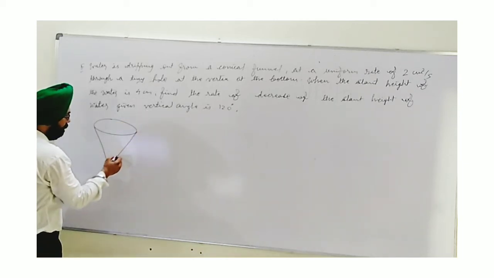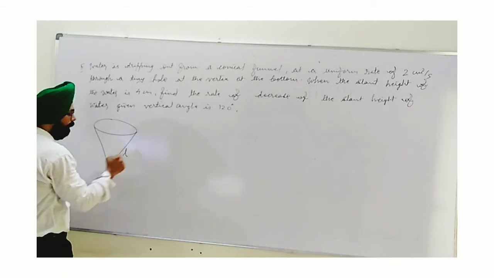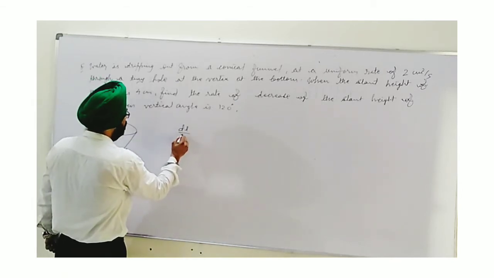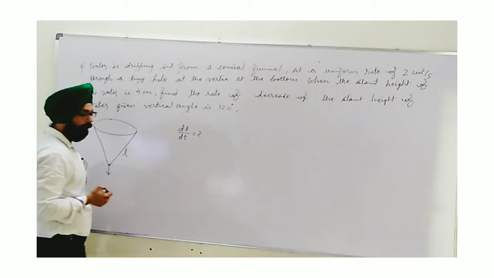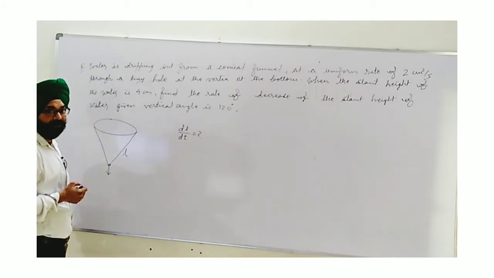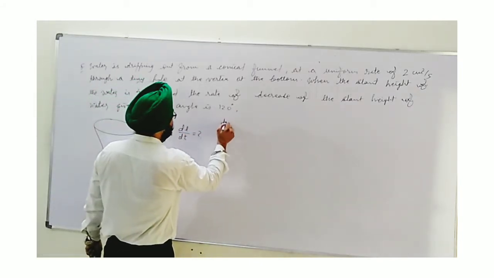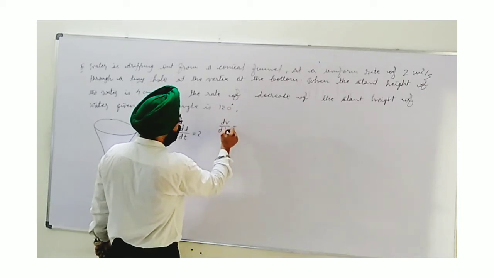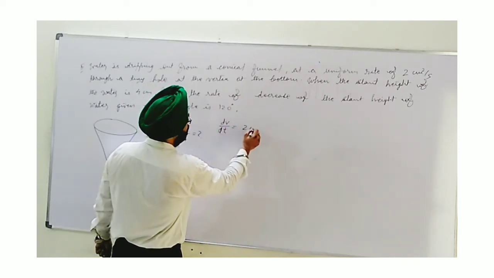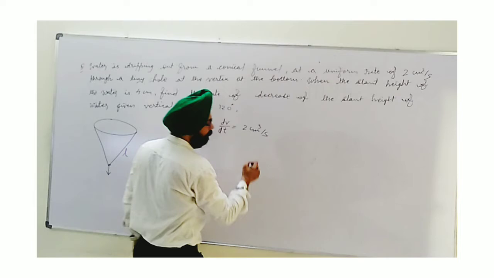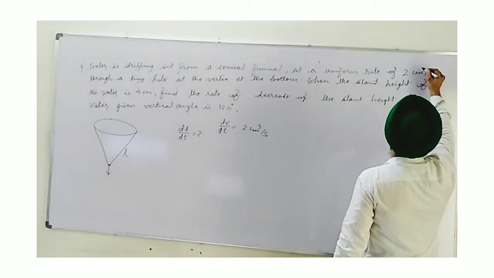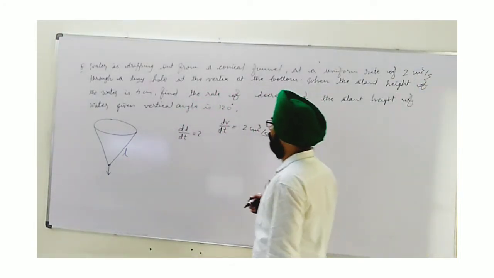We need the slant height, this one. If I consider slant height to be L, then the required change we need to find is dl by dt. And we are given dV by dt. If V is the volume, then dV by dt is given as 2 cubic centimeter per second.